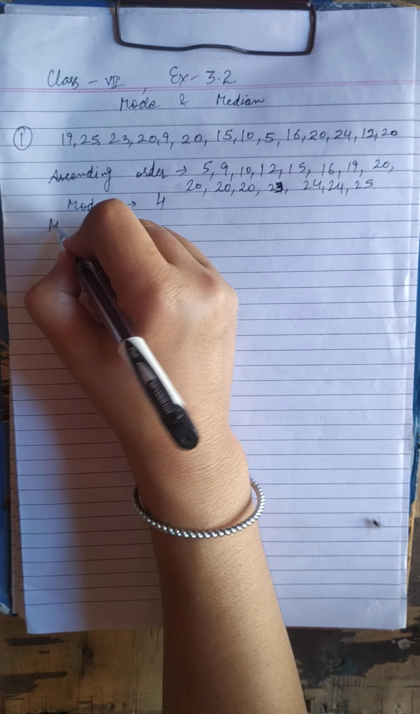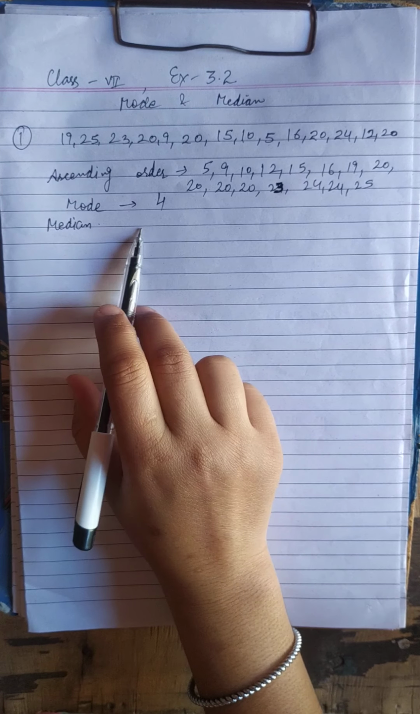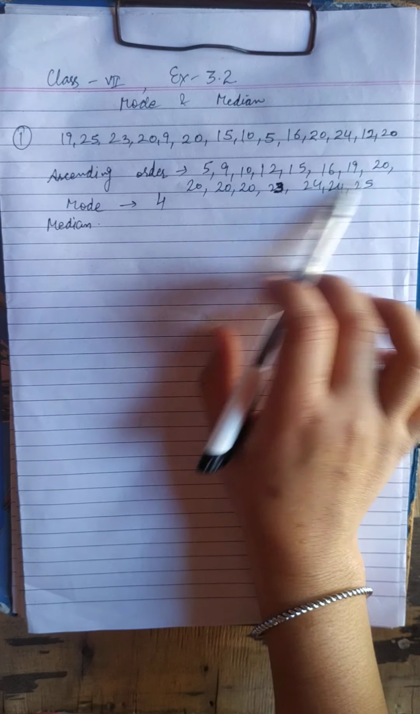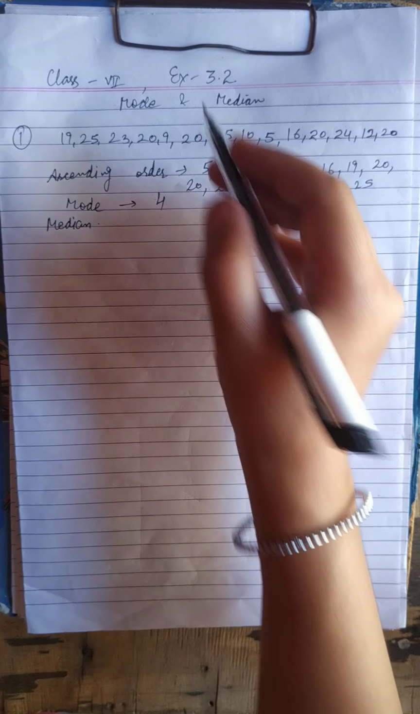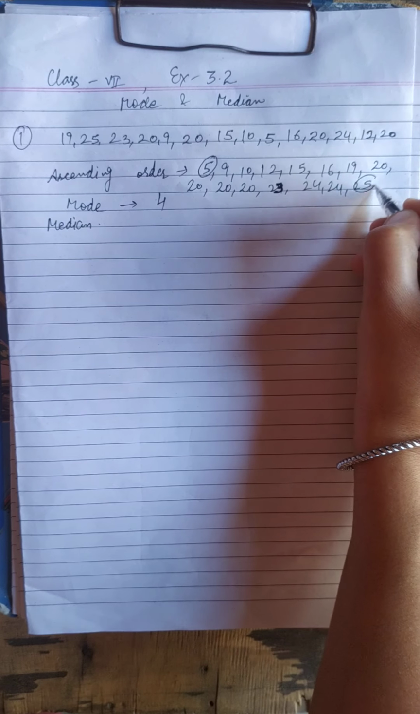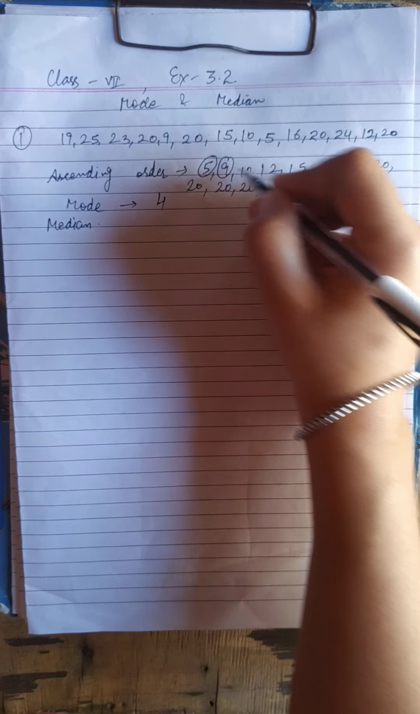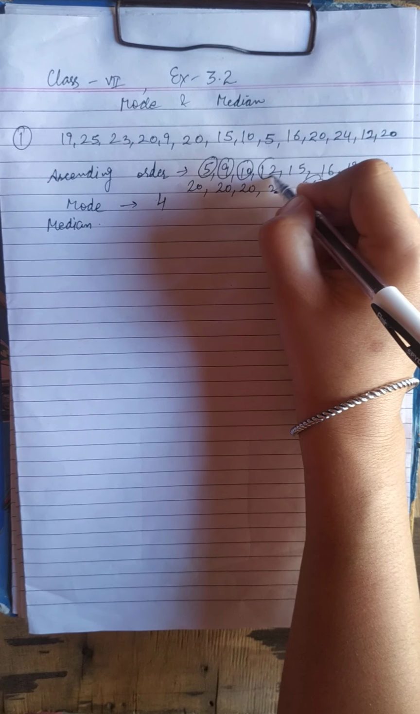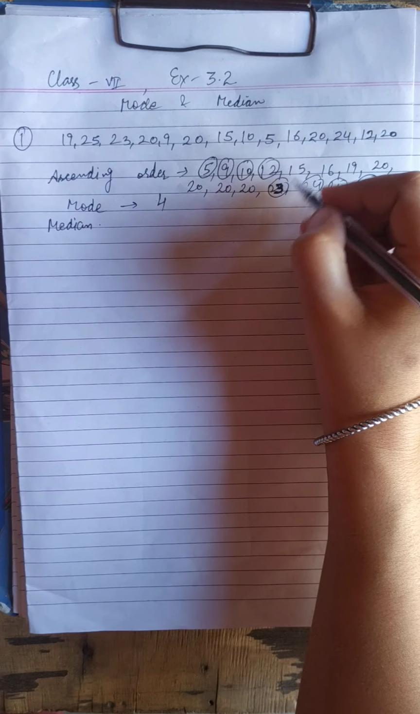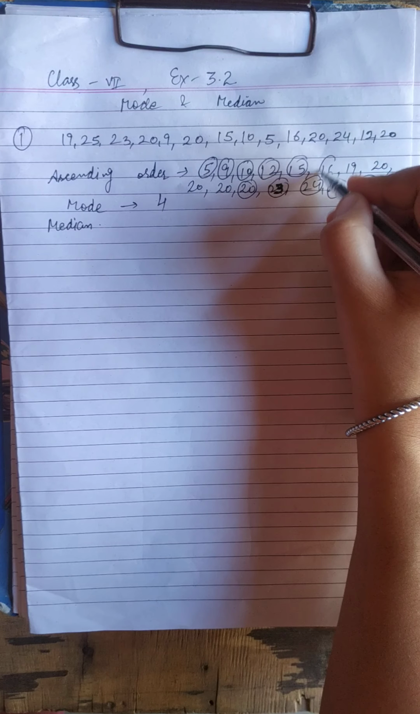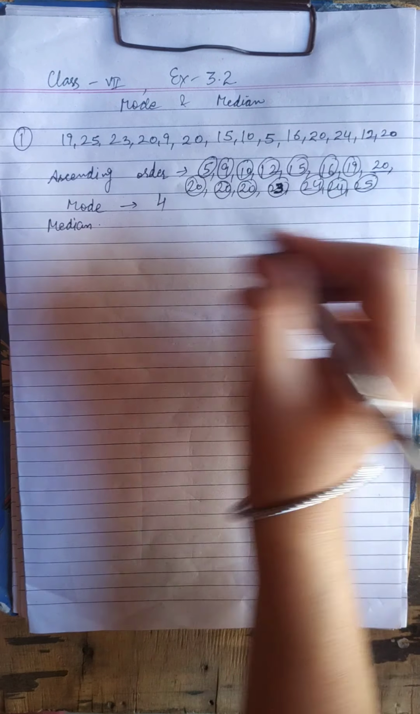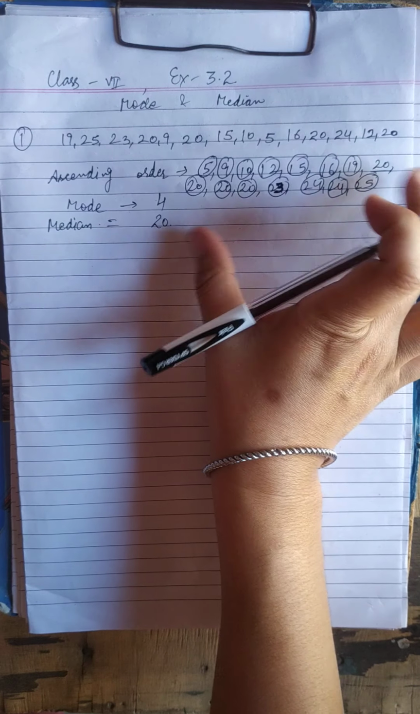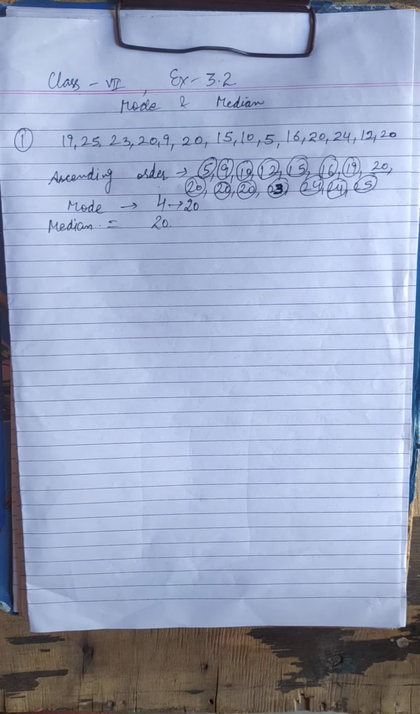Now we have to find the median. What is the meaning of median? That is the middle value. See how many numbers there are: 15. In 15 numbers, which will be the middle value? Encircle the first and the last digit, then the second and the second last. Like this we encircle one from the left side and one from the right side. Which number is left? That is 20. This is our median, so the middle value is our median.